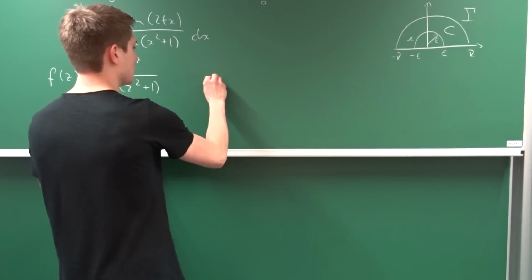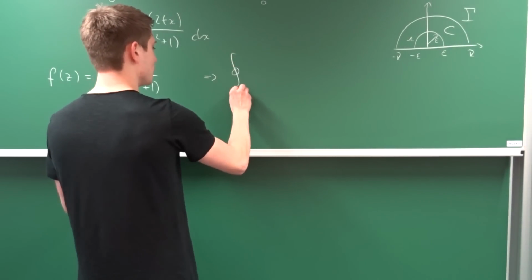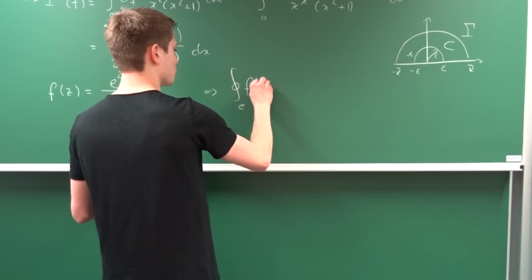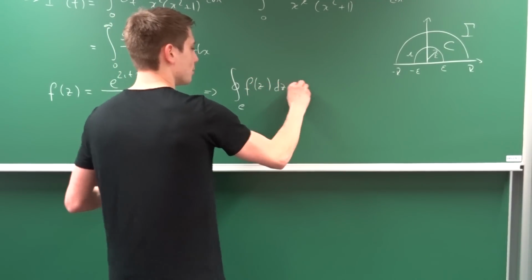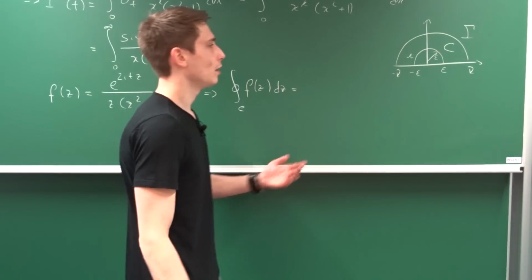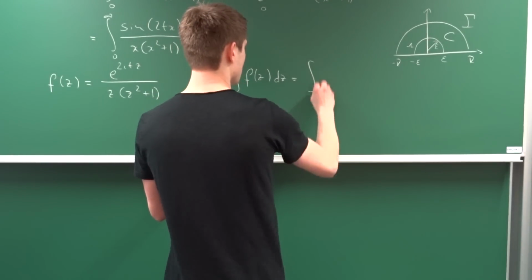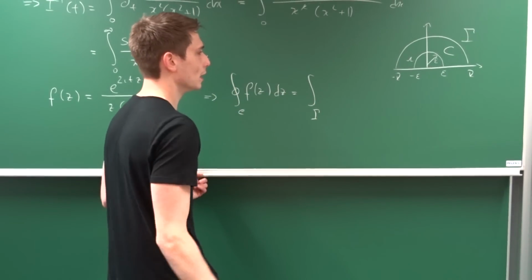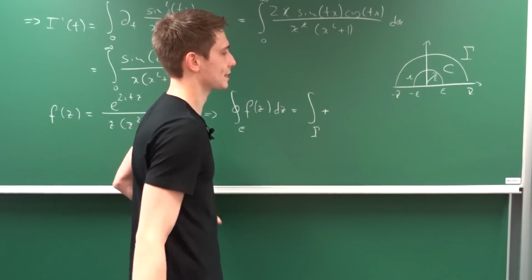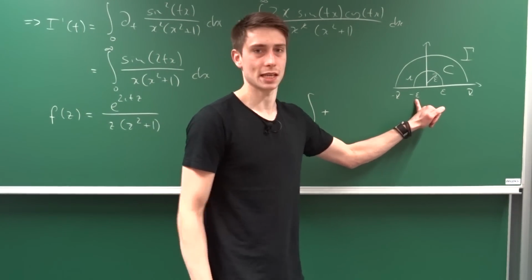Okay, so that now means we have a contour integral of f in terms of z dz. But how does it look like? Well, first things first, we have this curvy boy, gamma, right here. So we have this integral over gamma. And also, we have this next segment from minus r to minus epsilon.